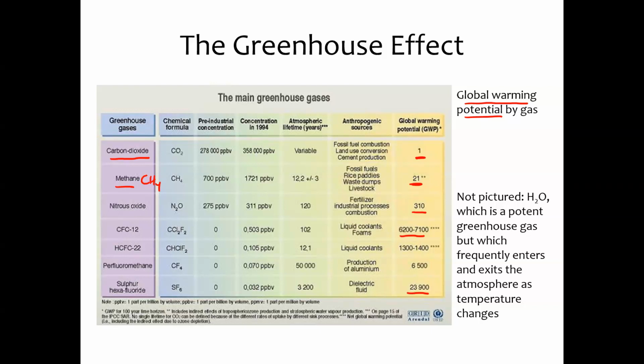I'll note on here that we don't have H2O pictured. H2O, water vapor, is also a potent greenhouse gas, but it enters and exits the atmosphere so frequently that we treat it a little differently than we treat these other gases, which tend to be fairly long-lived in Earth's atmosphere. So we need to think about it in a different way. Remember, if you've seen the lecture already on the hydrologic cycle and on reservoirs and fluxes, we did a quick calculation and found that water vapor on average stays in the atmosphere about 10 days. So it's not up there nearly as long as CO2 or methane, which can be up there for hundreds of years or more.